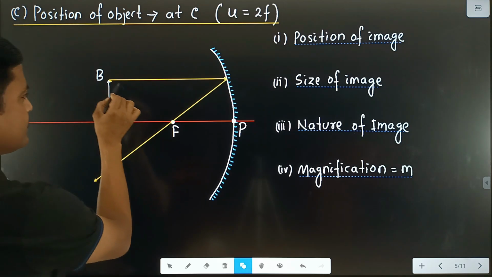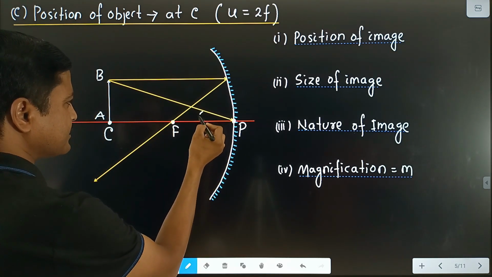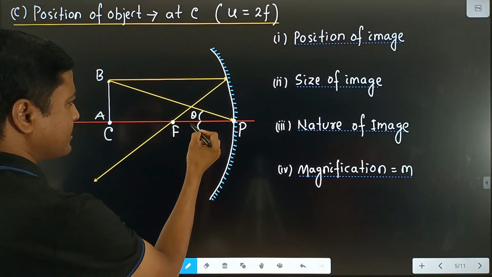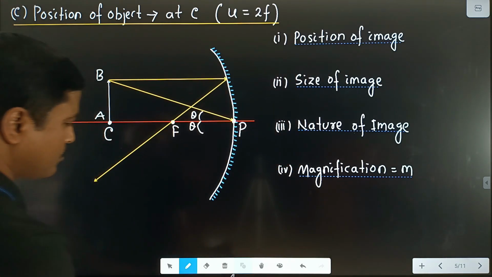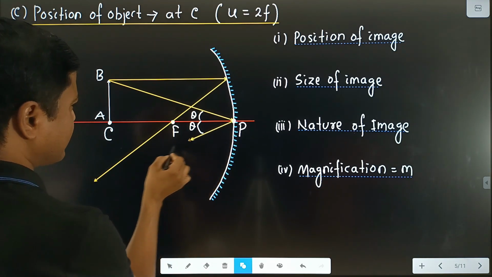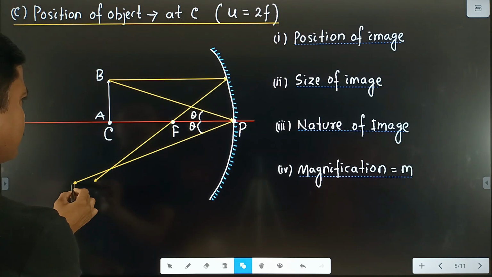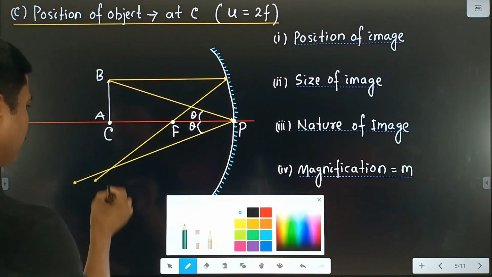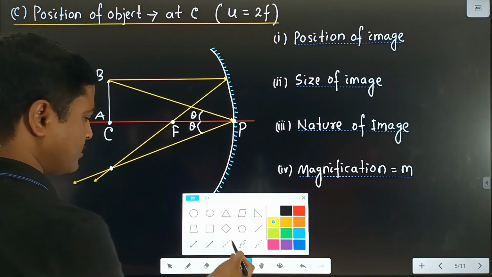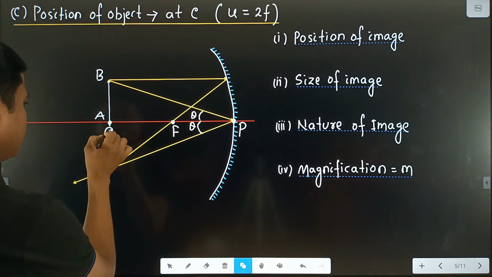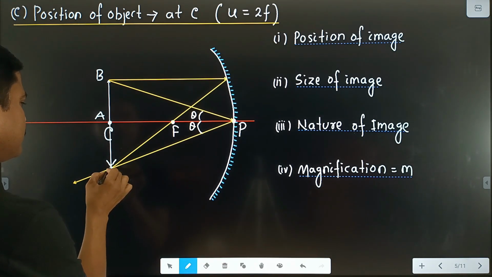Similarly, another incident ray moves towards the pole at an angle of incidence theta. With an equal angle, the ray returns back, and here we draw the reflected rays. This one is the reflected ray. This one is the reflected ray. Clear? Then both the reflected rays meet at this point. That means image is formed. Image is formed here. This one is the image.